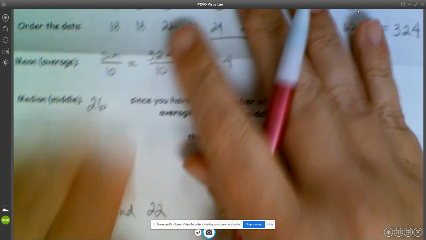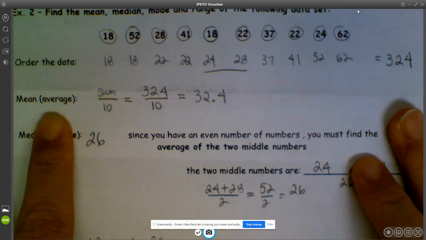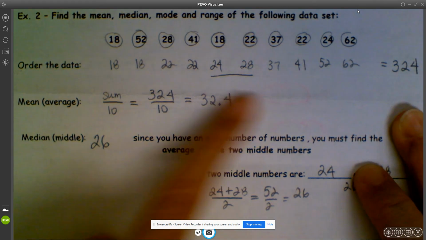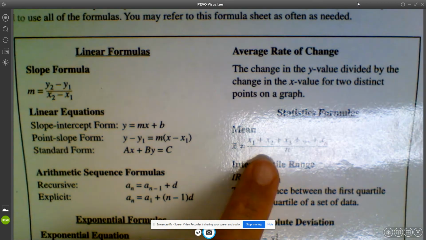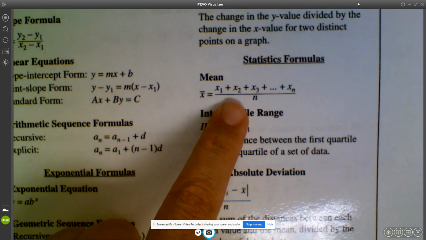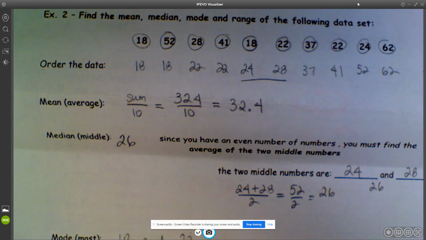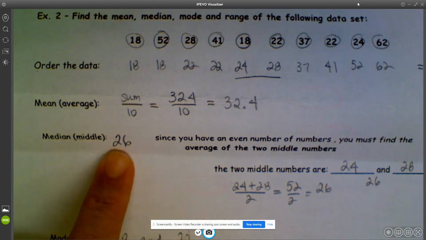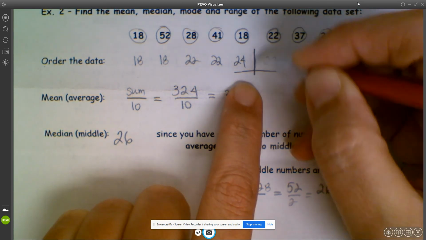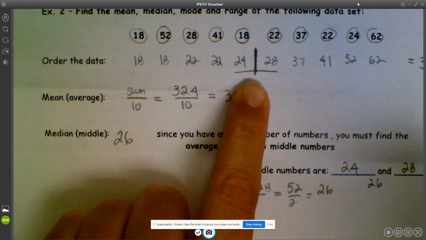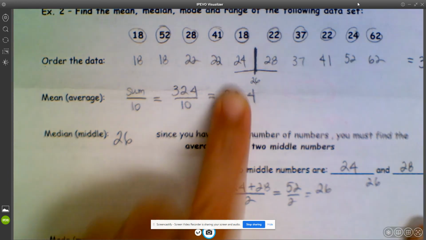So again, to find the mean, we take the numeric average: we add up all the numbers and divide by the number of numbers, because that's what this tells us to do. Fabulous. For the median, we look at the number in the middle. If there are 2 numbers in the middle, I want the middle of that middle. So 26 would be my middle number.